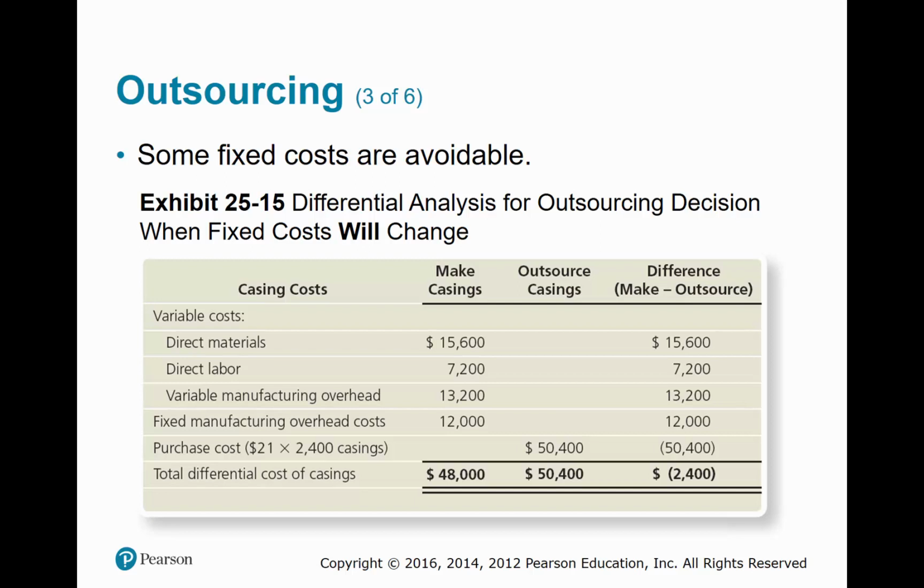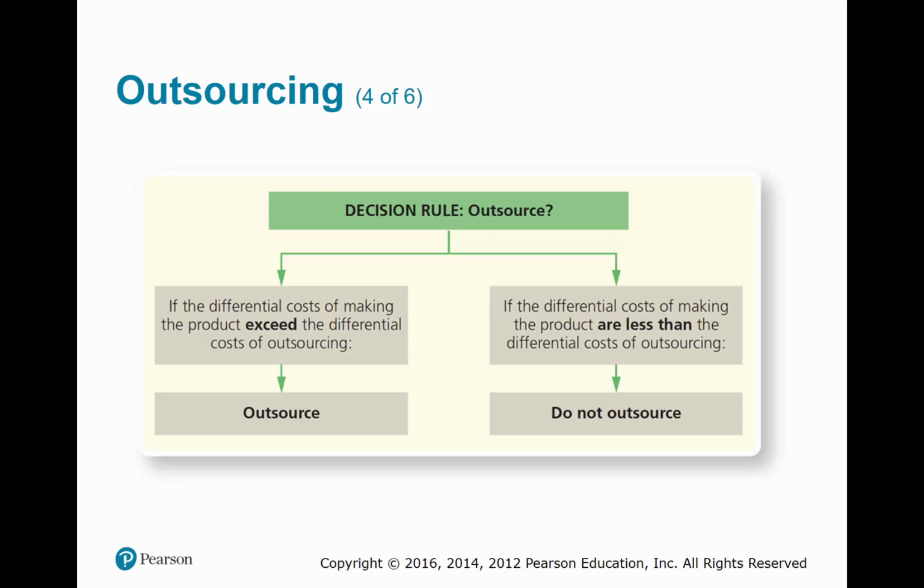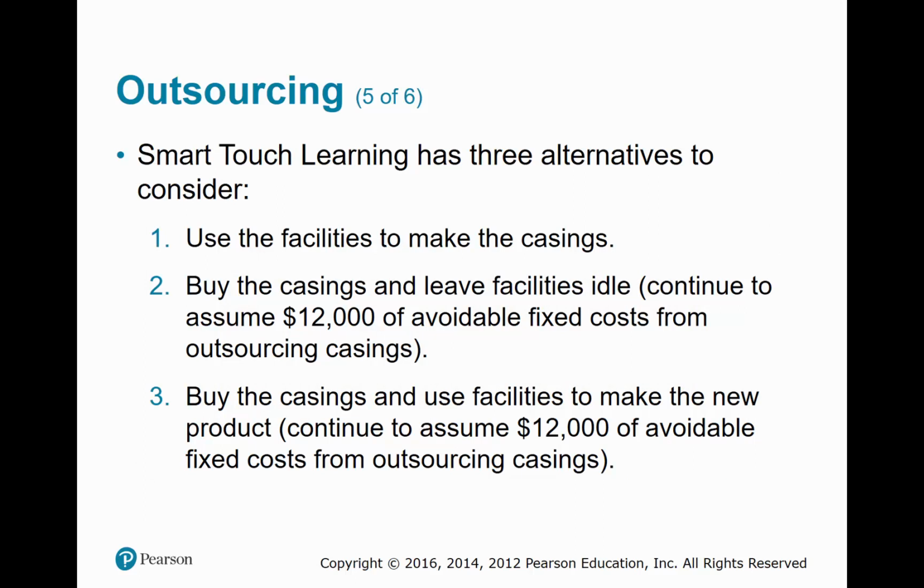So now they have their direct materials, direct labor, variable. They also have a fixed cost if they make. So now it's closer, but it still looks like it's probably a better deal to make their own. If the costs of making exceed the cost of outsourcing, then we outsource it. If the costs of making the product are less than outsourcing, then we don't outsource it. Again, that part's not rocket science to me. I think it's interesting that they make this big show of it.